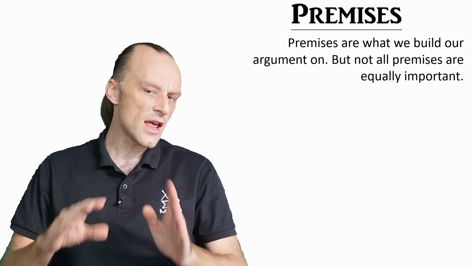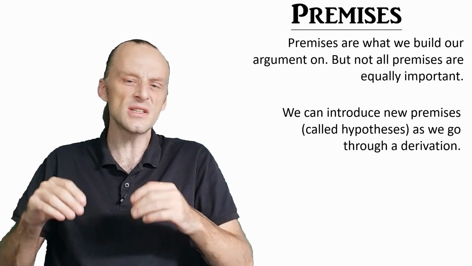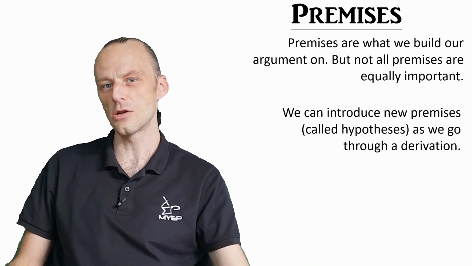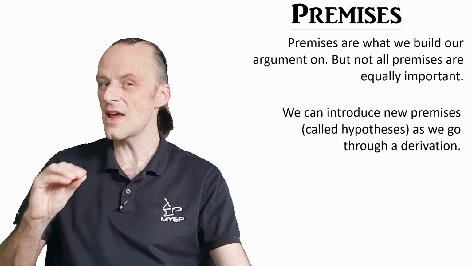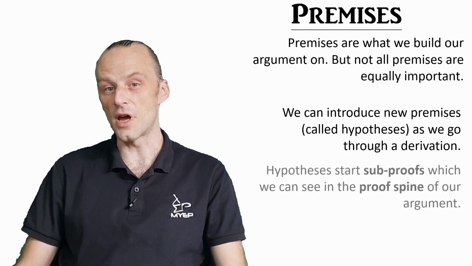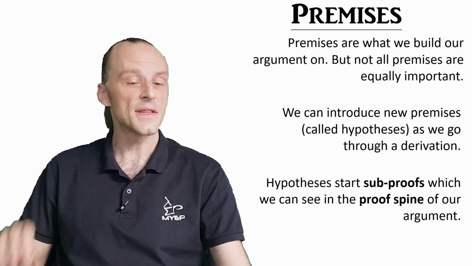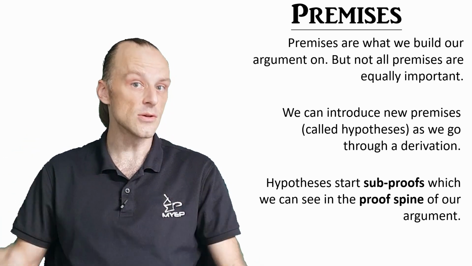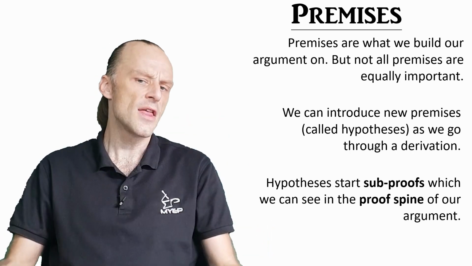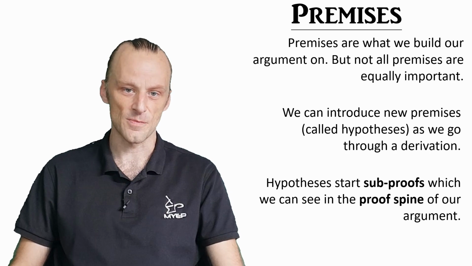The core of every argument is its premises, but not every premise is equally important. Sometimes we assume a premise just as a stepping stone towards our conclusion, but our argument does not rest on its truth value. These kinds of assumed premises are called hypotheses, and each hypothesis will start a new subproof. And the subproof is completed or resolved when we remove the hypothesis from the support column, and then we can move on with our derivation.